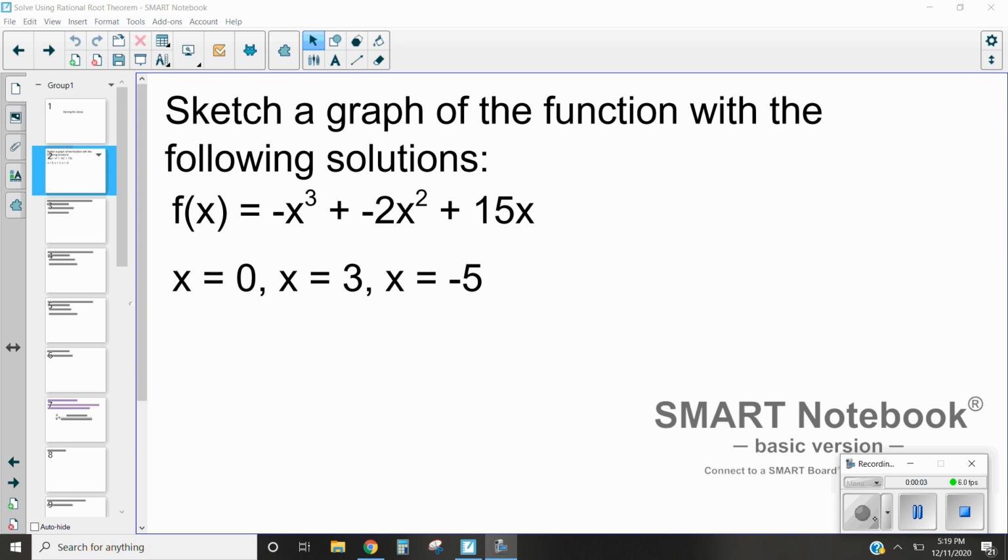Hi, this is Mrs. Kidman, and in this video, we're going to be discussing how we can sketch graphs of polynomial functions when we're given the function and the solutions to the problem, or those zeros.